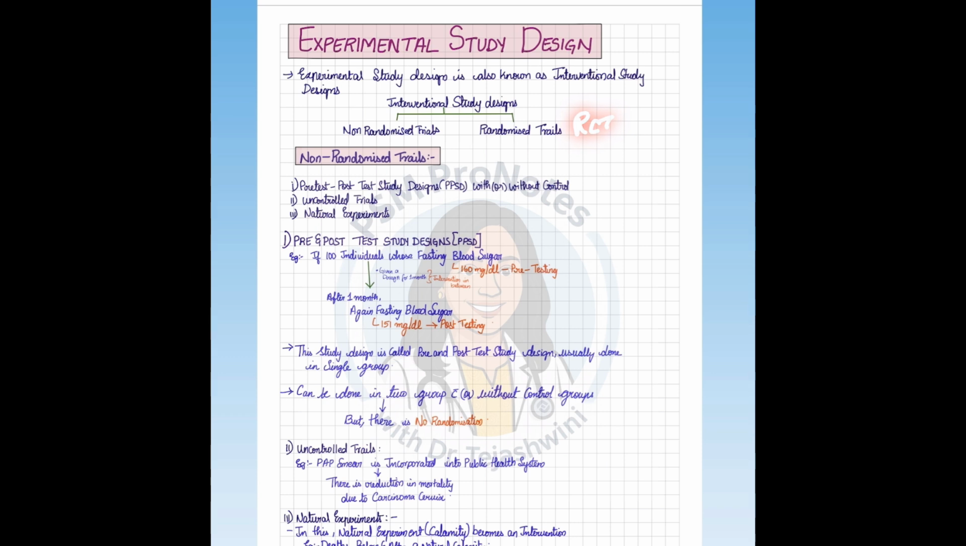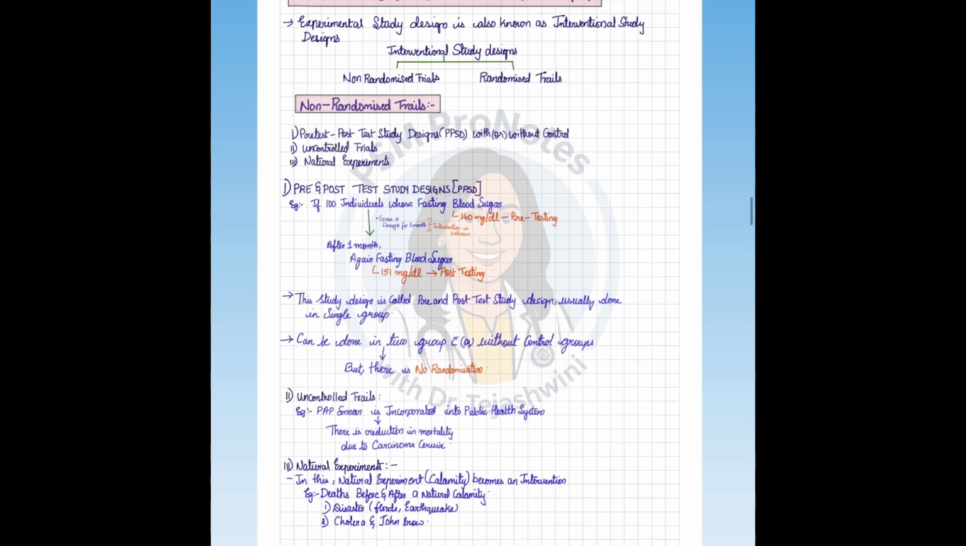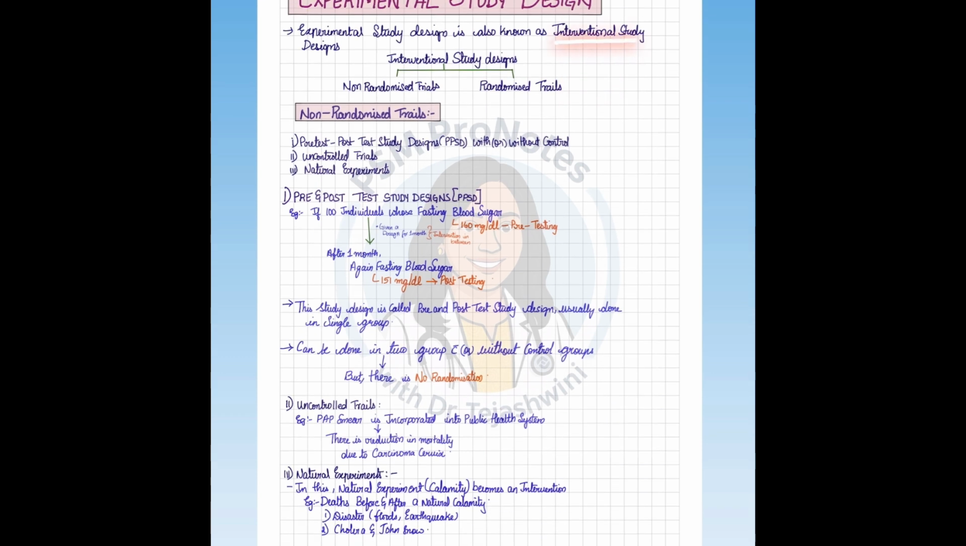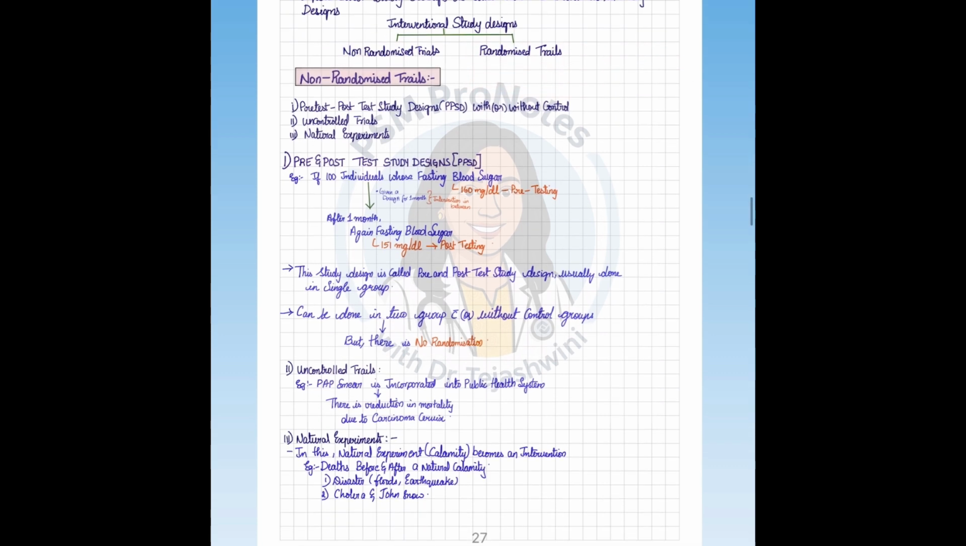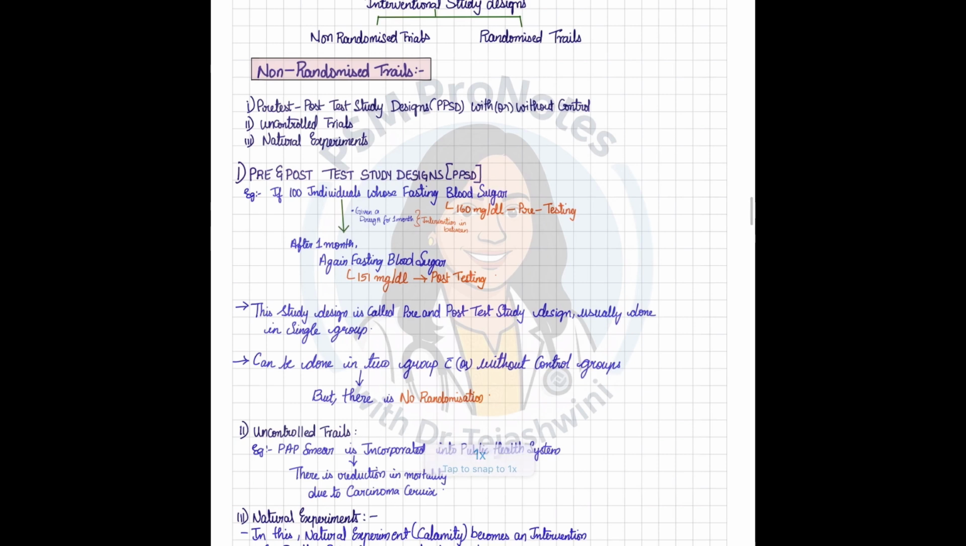What are experimental study designs? Experimental study designs, often referred to as interventional study designs, involve actively manipulating one variable to observe its effect on another. These designs are commonly used to test new treatments, interventions, or policies. The two primary categories of experimental studies are non-randomized trials and randomized trials, with randomized controlled trials, RCTs, being the gold standard. Non-randomized trials. Let's first take a look at non-randomized trials.